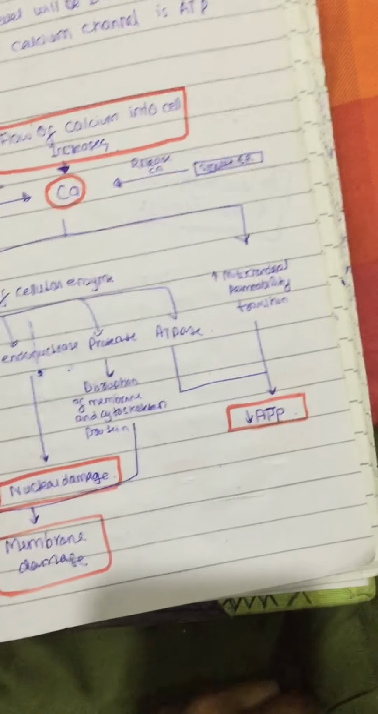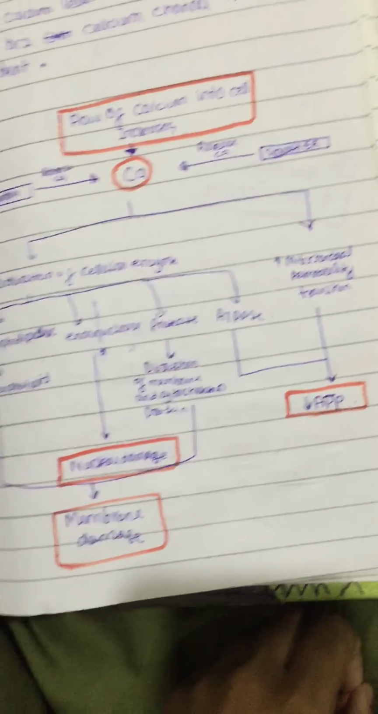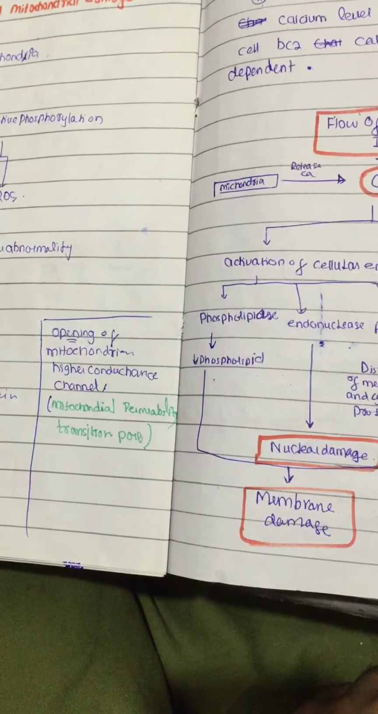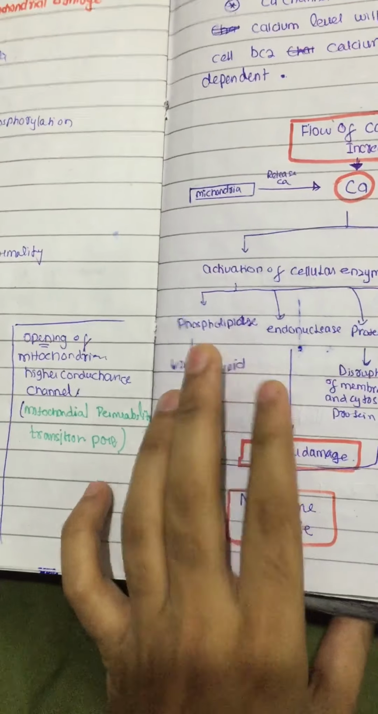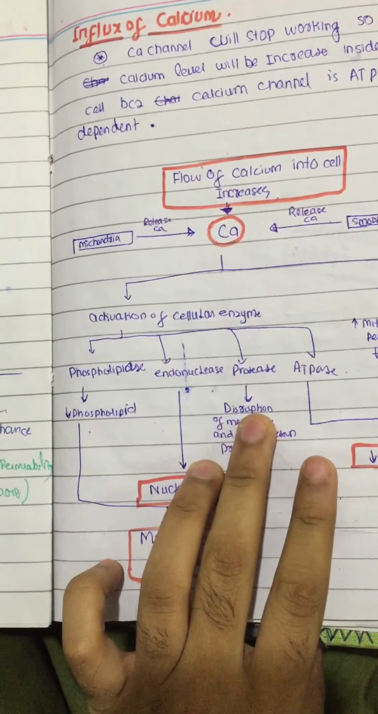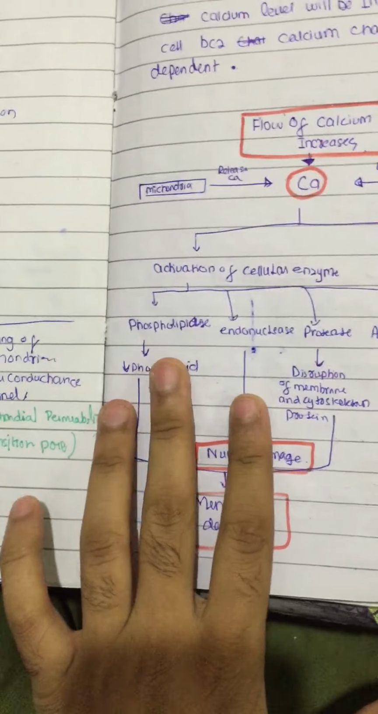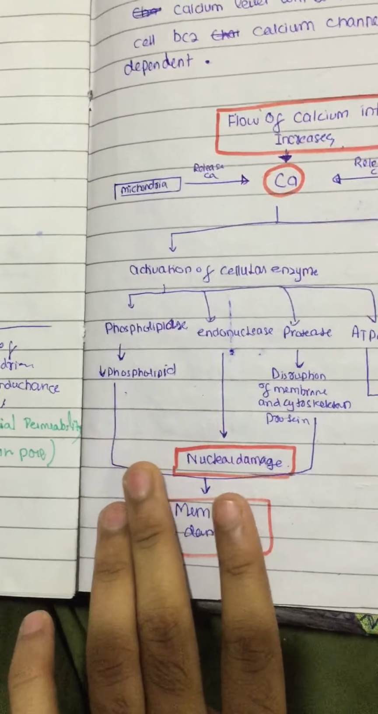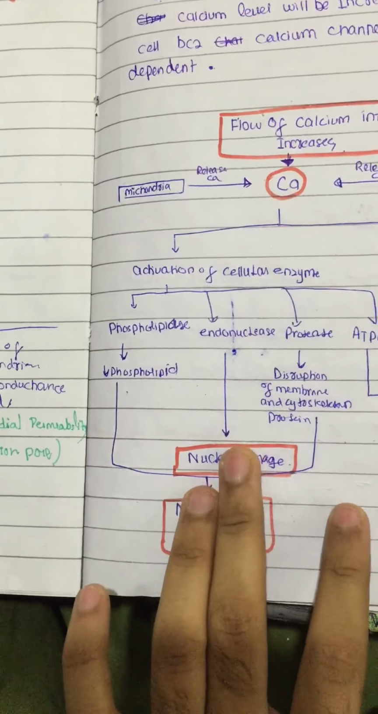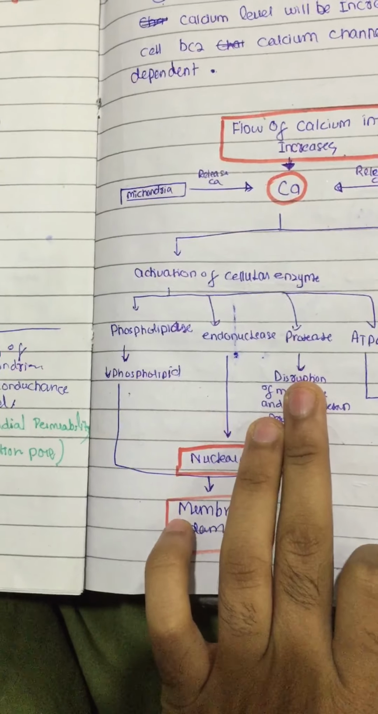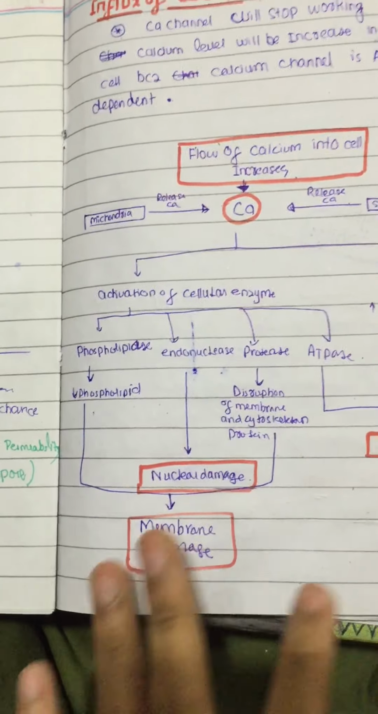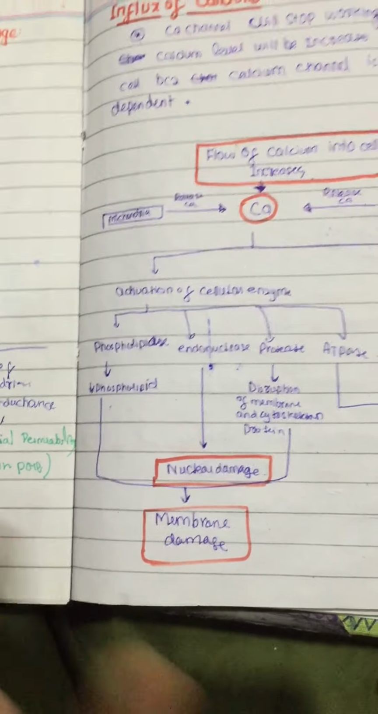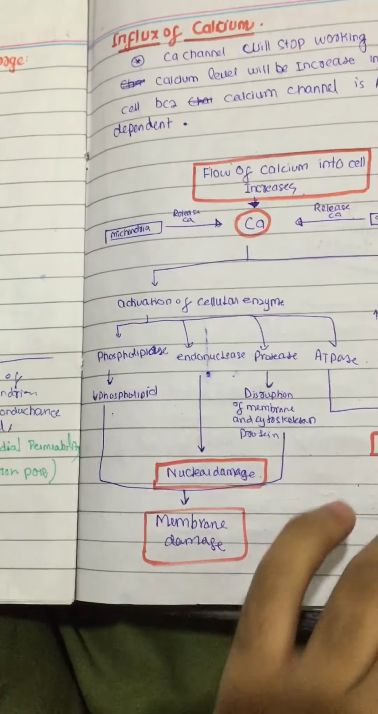So, increased permeability transition, as well as increased level of the different kinds of enzymes. Like there's going to be increased level of the phospholipase, endonuclease, protease, and ATPase. Because of phospholipase, phospholipid level will be reduced. Endonuclease causes destruction of the nucleus, protease will cause destruction of the protein, and ATPase will reduce the level of the ATP. And ultimately, all of these things are going to cause the injury, membrane damage.